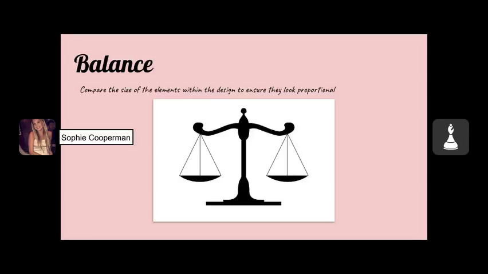Balance refers to the placement of elements in a design and how every part of the design has a weight. For example, if you have a darker part to your image and a lighter part, the darker areas are going to feel more heavy than the lighter ones. This will make the design look unbalanced, which will also make it look not proportional.